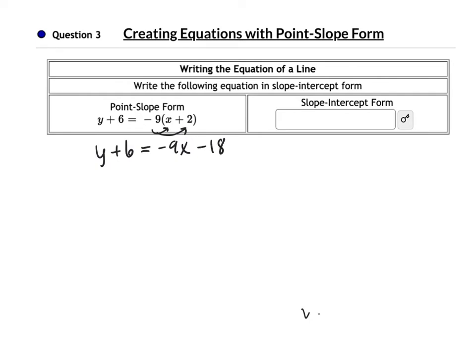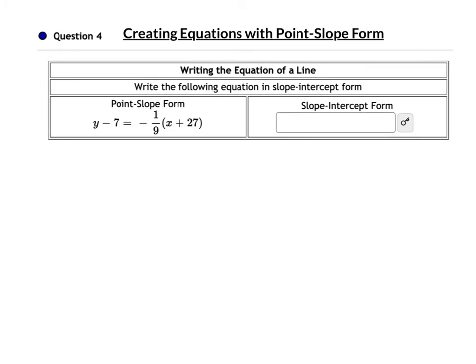One more step, get the y by itself. To get rid of a plus 6, we subtract 6 from each side of the equals, and y will equal -9x minus 24. And that is our answer.